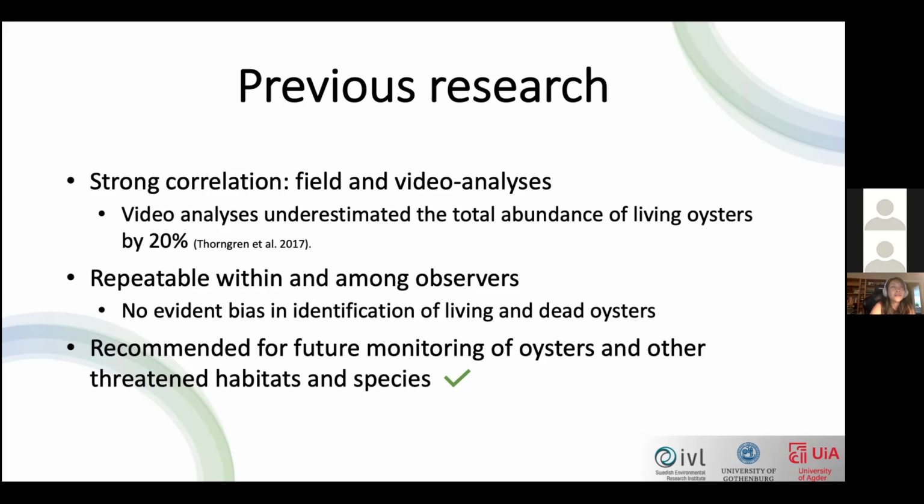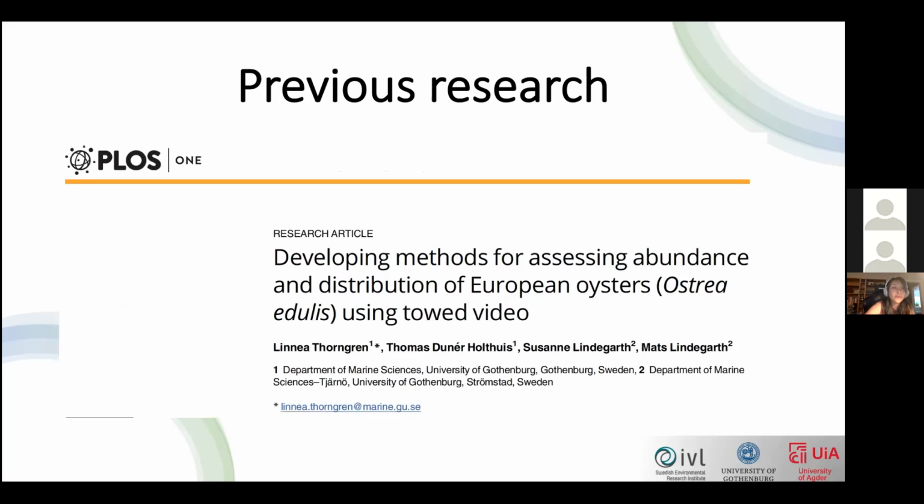This research also showed that it's repeatable within and among observers, with no clear bias when identifying living or dead oysters. And the conclusion was that this video method was recommended for future monitoring of oysters and perhaps other threatened habitats as well. If you want more details about this, you could check this paper.